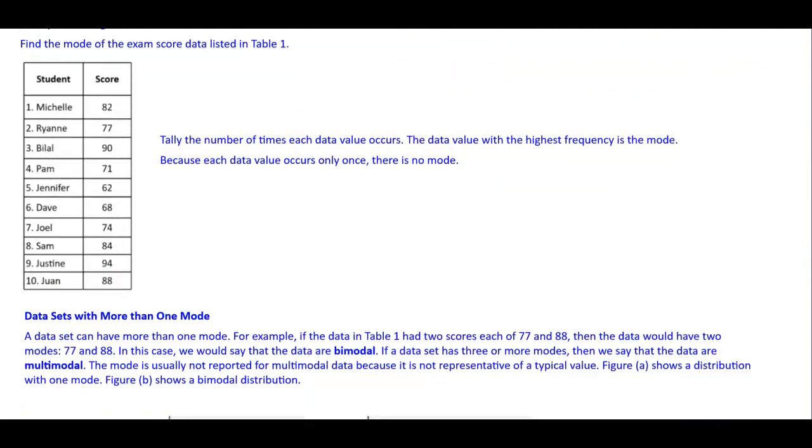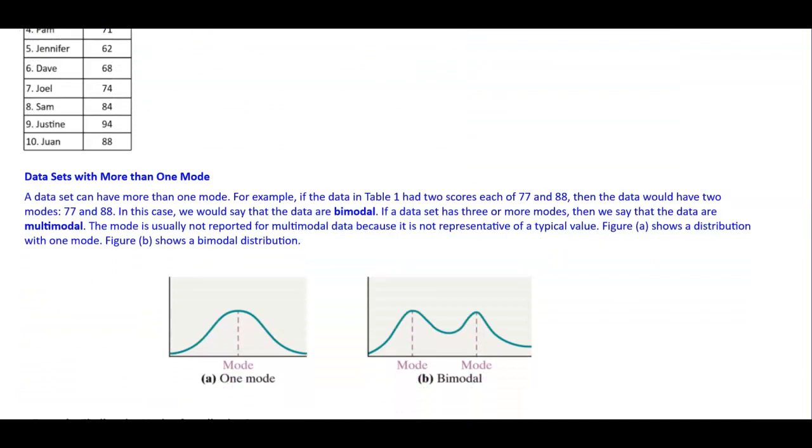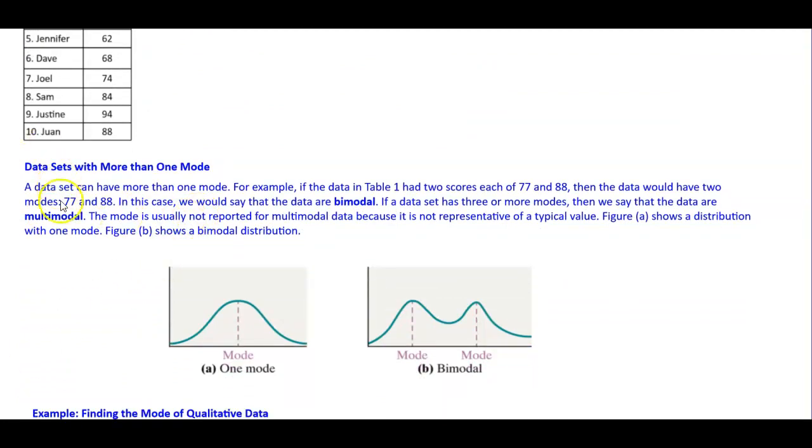Okay, next, data sets with more than one mode. A data set can have more than one mode. For example, if the data in Table 1 had two scores of each of 77 and 88, then the data would have two modes, 77 and 88. In this case, we would say that the data are bimodal. If a data set has 3 or more modes, then we would say that the data are multimodal. The mode is usually not reported for multimodal data because it is not representative of a typical value.